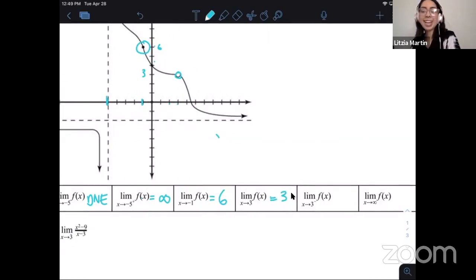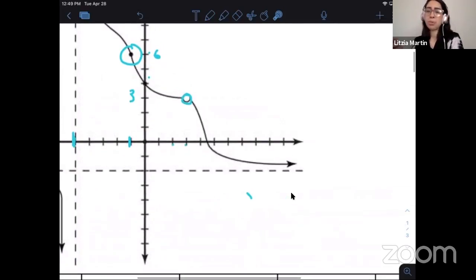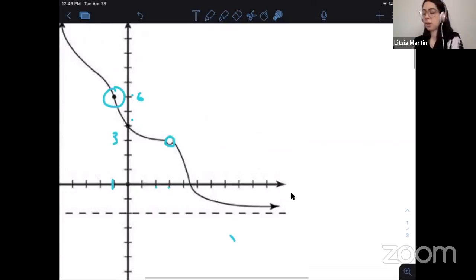Next, it is asking for the limit as x approaches 3 from the left side. So again, we're approaching the same x coordinate, but now we don't care what's happening to the right. On the right side, it could meet, it could not meet, doesn't matter. But we follow the function towards 3 from the left side, and we see that it's still approaching 3. So our limit is 3.